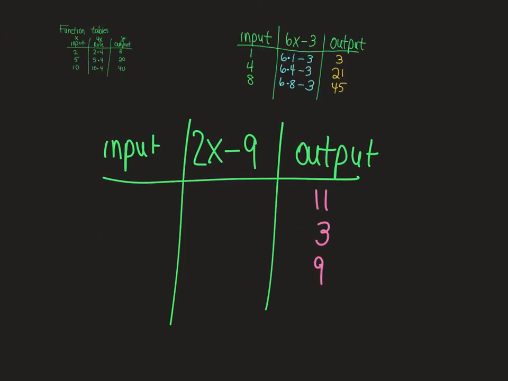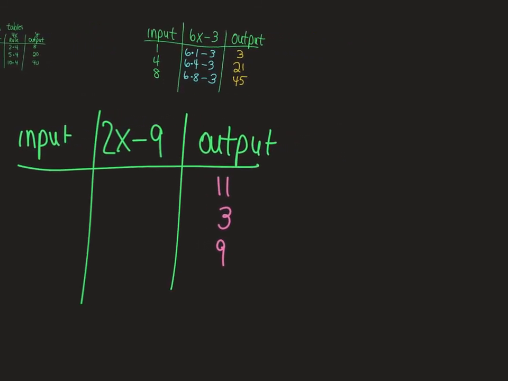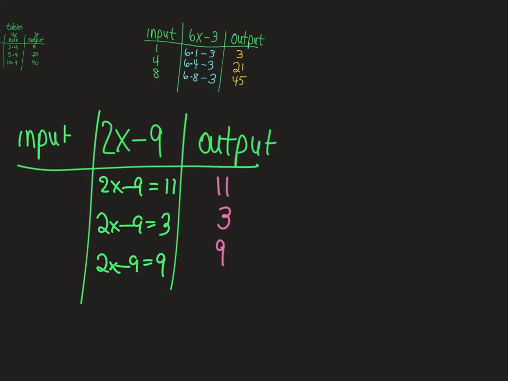All right, let's suppose they give us the output numbers, and we have to now find the input. Well, that sounds like working backwards to me. And when else have we started working backwards out of PEMDAS? When we did equations. So I think we should say 2x minus 9 equals 11, and then we should actually solve that equation. 2x minus 9 equals 3. 2x minus 9 equals 9.